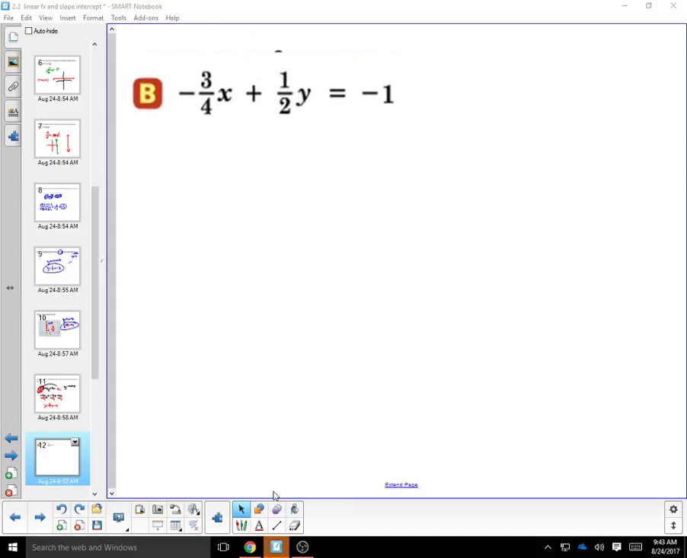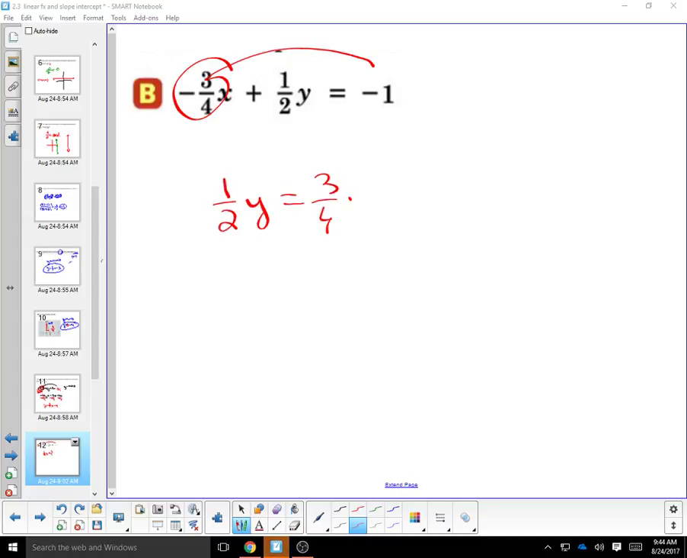I need to put that in slope-intercept form. Watch me do this one, then I'll let you copy. Just watch me do it, and then I'll let you copy it. 1/2 y is equal to 3/4 x minus 1.